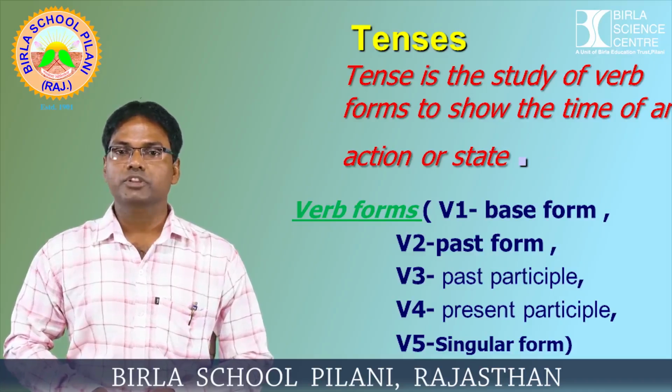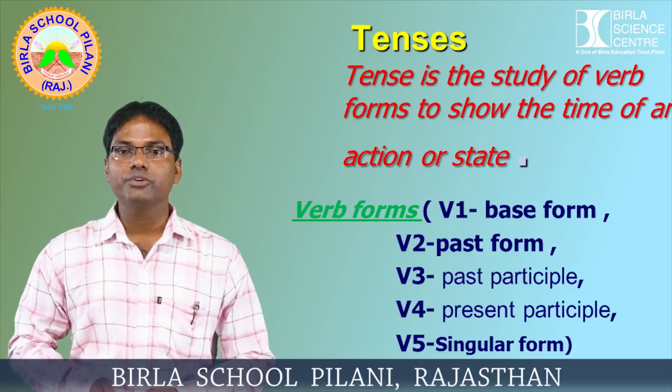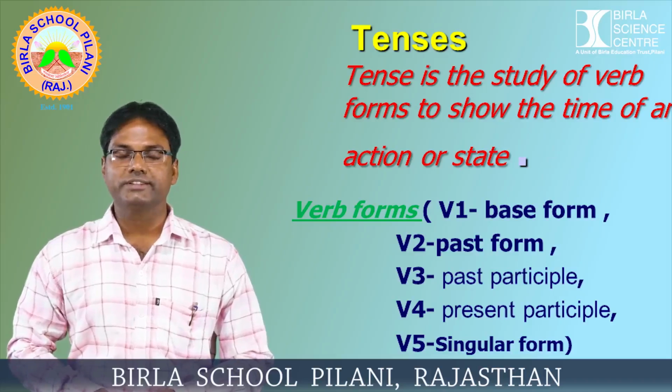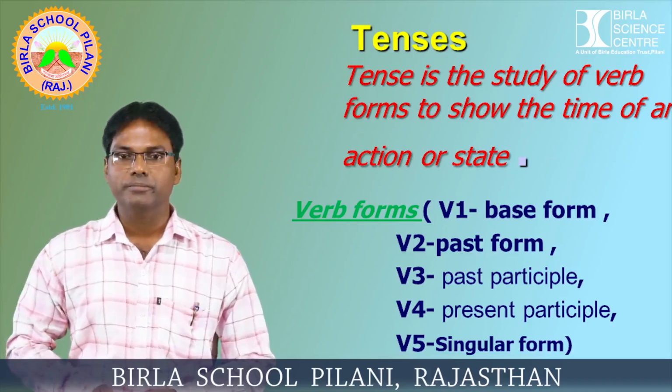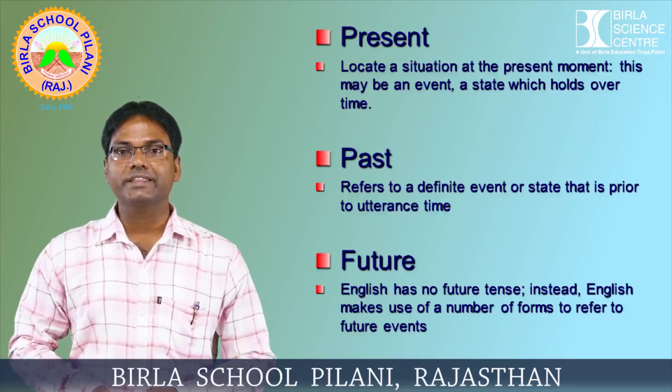The fourth form is called present participle, and it is formed by adding ing to the first form of the verb. So you can say V1 plus ing is the fourth form of the verb. And the fifth form of the verb is always used in present simple with third person singular number only. And now let's study it in detail.